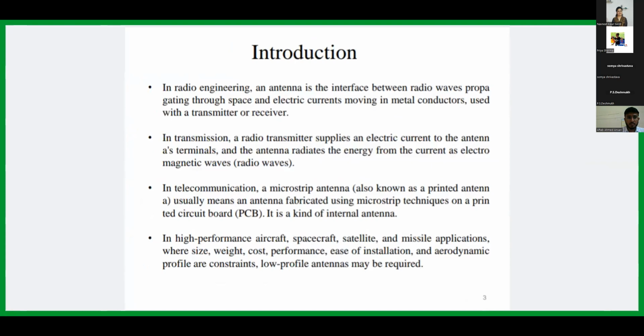It is a kind of internal antenna at high frequency, used in high performance aircraft, spacecraft, satellite, and missile applications, with low cost, performance, and ease of installation required.